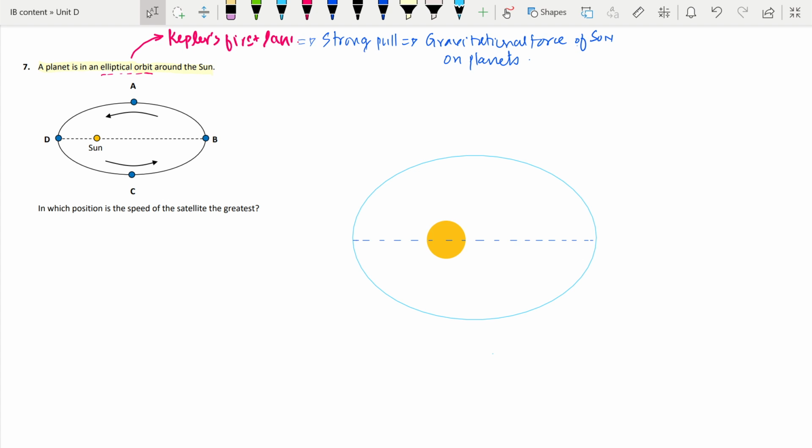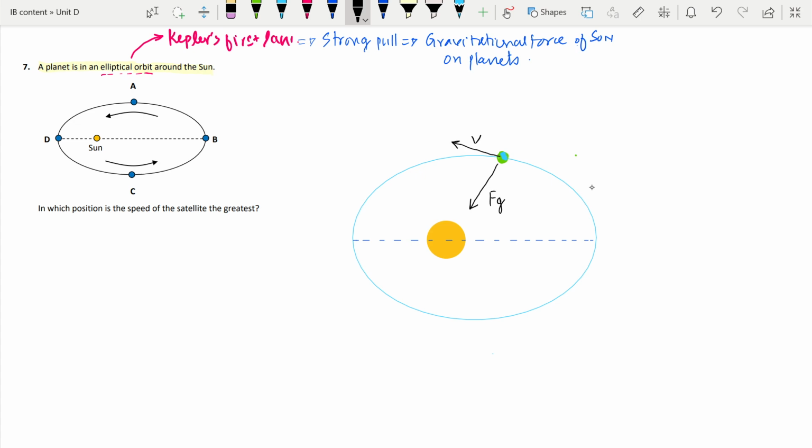Anyways, wherever the planet is, for example, let's consider it at this position. So the sun is actually attracting the planet towards its center, which we call the force of gravity. And the speed, the orbital velocity, is actually in this direction. So this is the direction of orbital velocity.